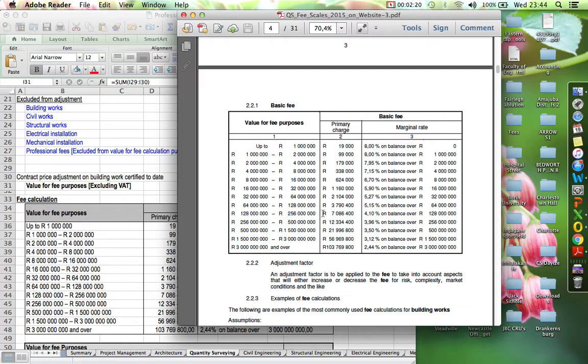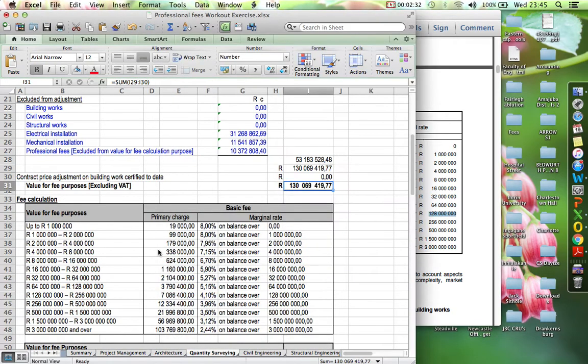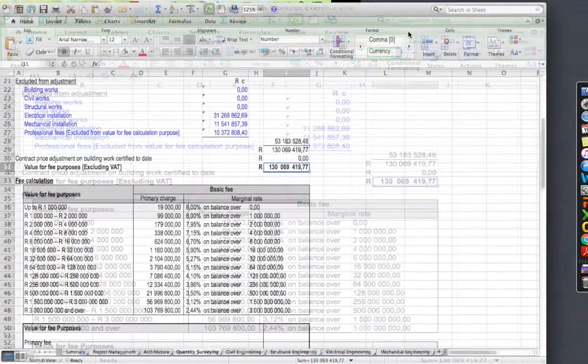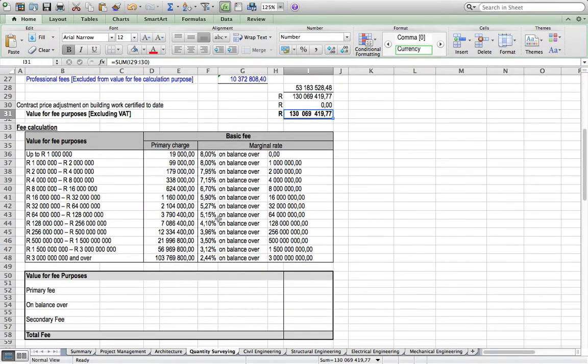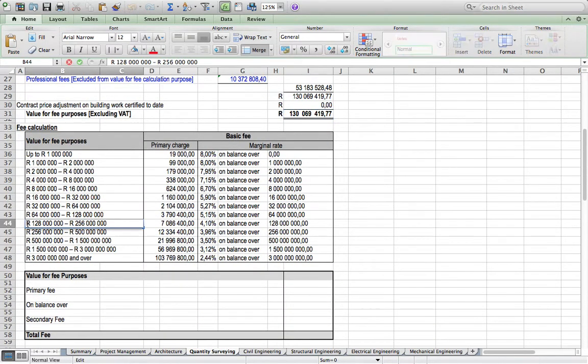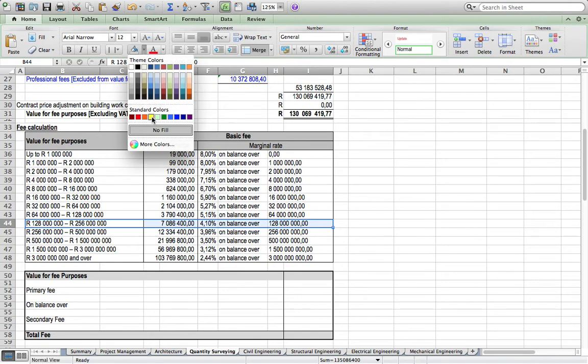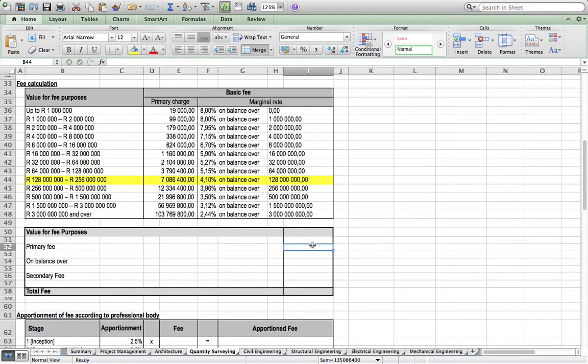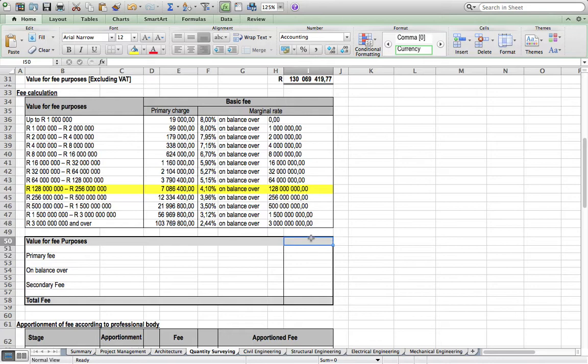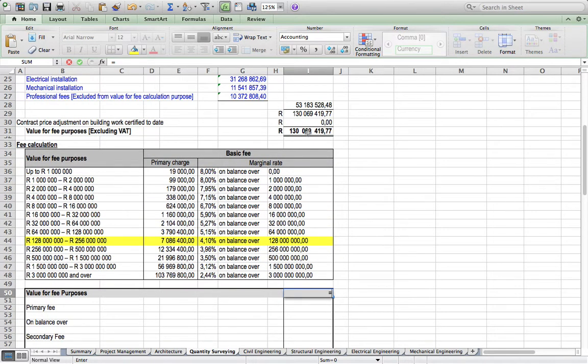Then we've got the primary charge, which is the primary fee, which is 7 million. Then we've got the marginal rate of 4.1%. Then the balance over is 128 million. That's what we're going to use, which means that's our bracket category, between 128 and 256 million. This is where we are. Then we'll highlight that so that we don't forget. Right, and for value for fee purposes, we have the total there, which is 130 million.